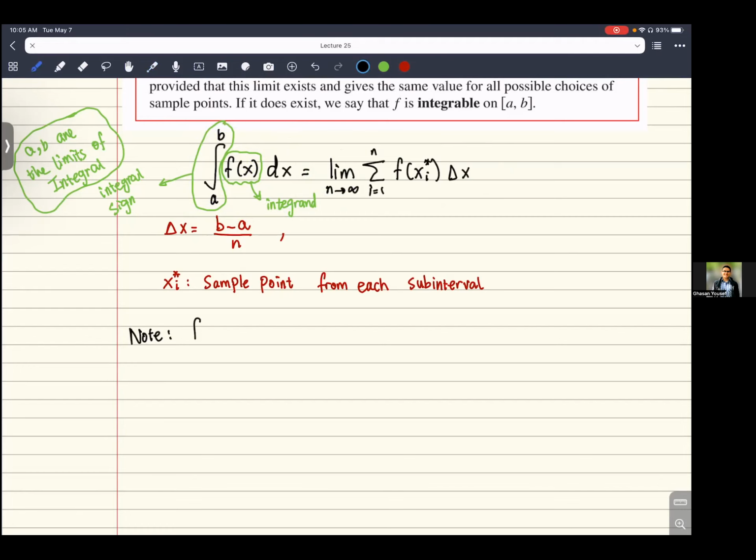So here I'm going to give a note. The integral from a to b of the function f of x dx is a number, meaning the value is a number, so it does not depend on x. This means I can evaluate the integral of f of x dx from a to b, because it's a definite integral. Definite integral means it has limits of integration.